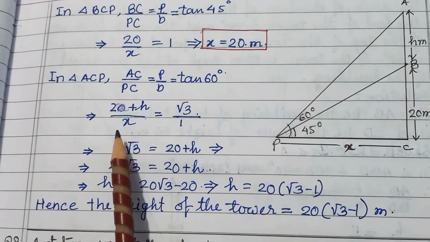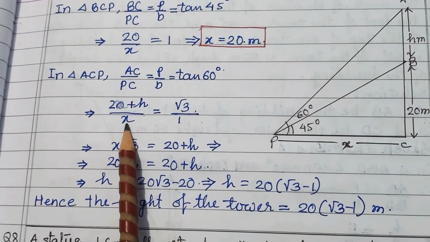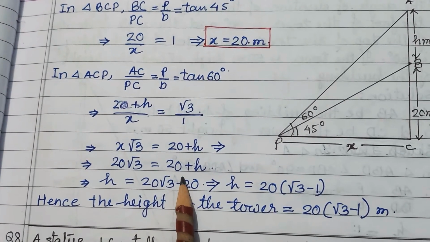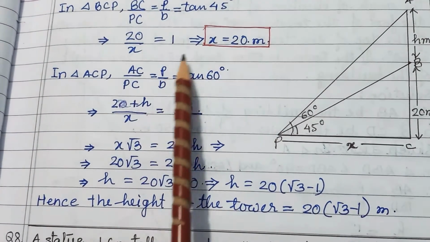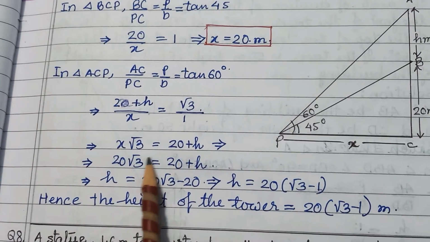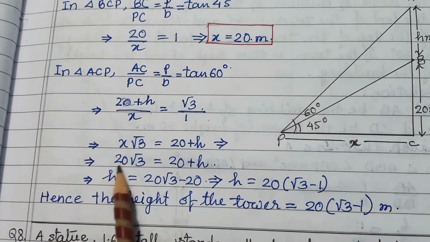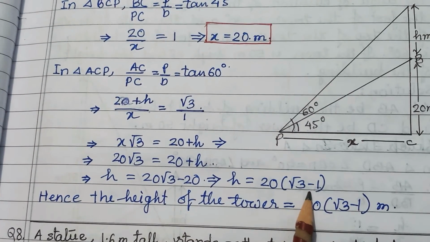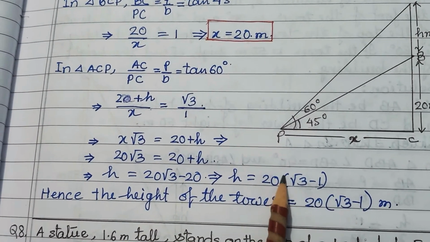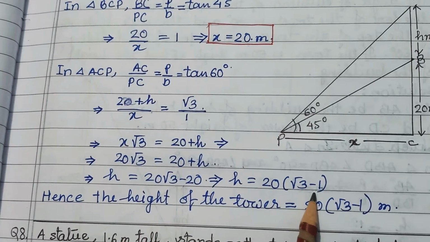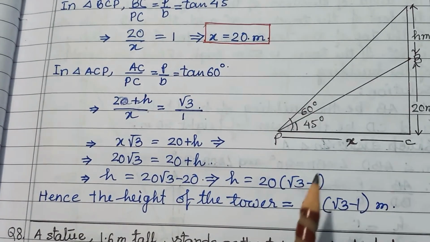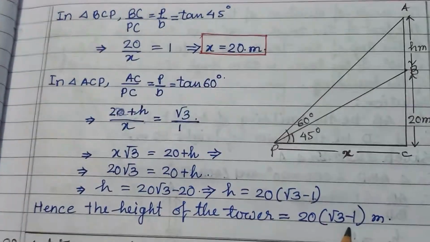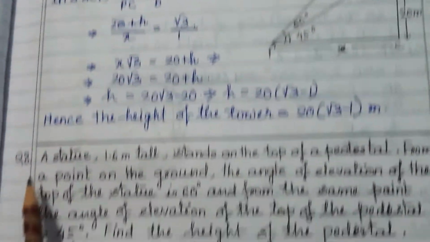Now in 20 plus h, you substitute the value of x. Here we have got the value of x. So it is 20 root 3 is equal to 20 plus h. h is equal to 20 into (root 3 minus 1). So the height of the tower is 20 into (root 3 minus 1). Got it? Now next question, question number 8.